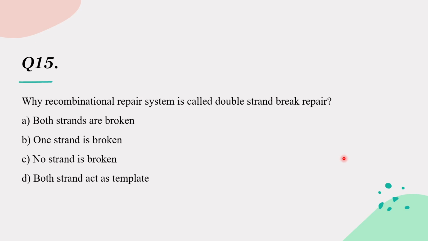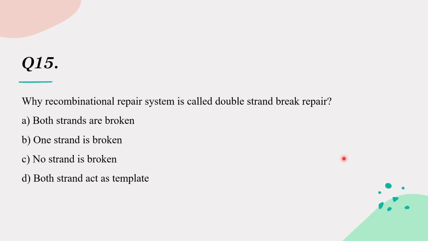Okay, I got a diverse set of answers like A, B, C, D. Great. Okay, so let's see why recombinational repair system is called double strand break repair system. So the answer is A, that is both strands are broken. Okay, some of you have answered D, both strands act as template.